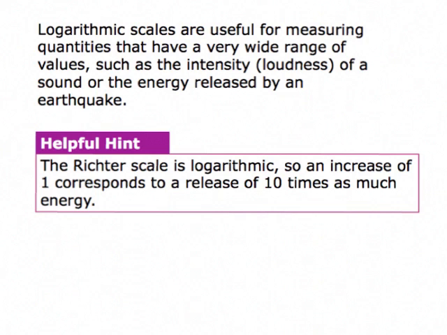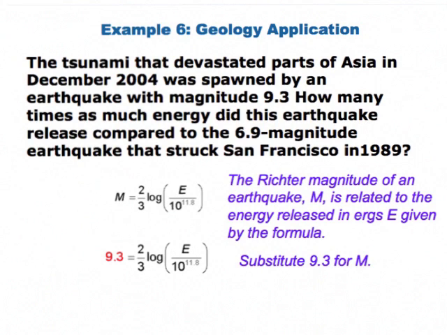Okay, it says the tsunami that devastated part of Asia in December of 2004 was spawned by an earthquake with magnitude 9.3. How many times as much energy did that earthquake release compared to the 6.9 magnitude earthquake that struck San Francisco in 1989? Okay, now, here is the formula that we are going to be using right here.